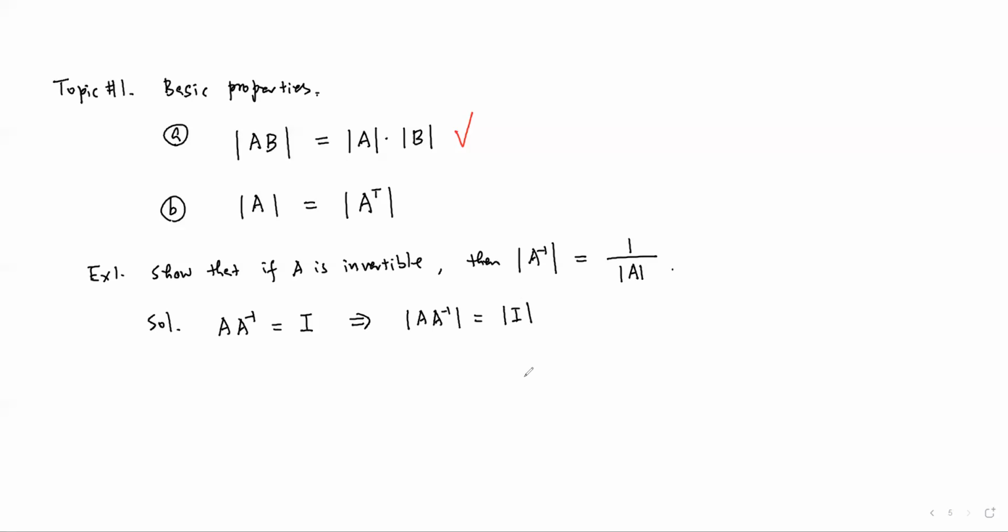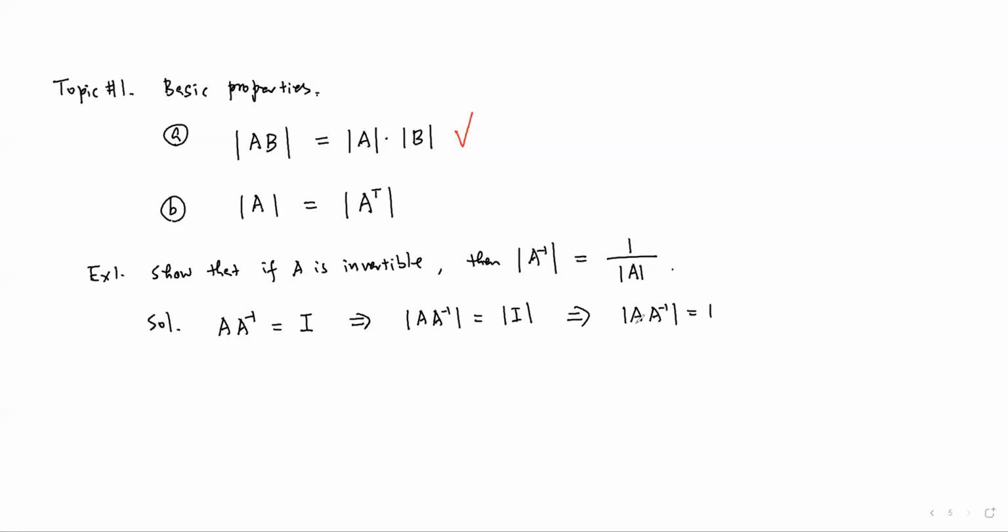The identity matrix is an upper triangular matrix. The determinant of an identity matrix is the product of the main diagonal entries of I. The main diagonal entries of I are all ones. So the determinant of the identity matrix is 1. This is number one.